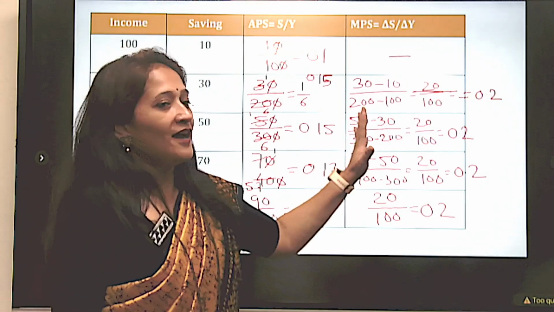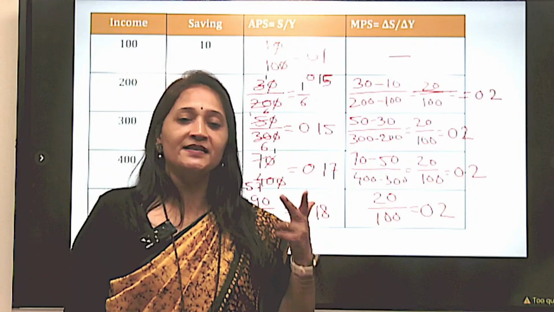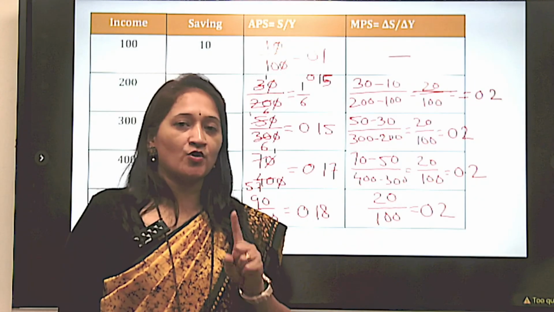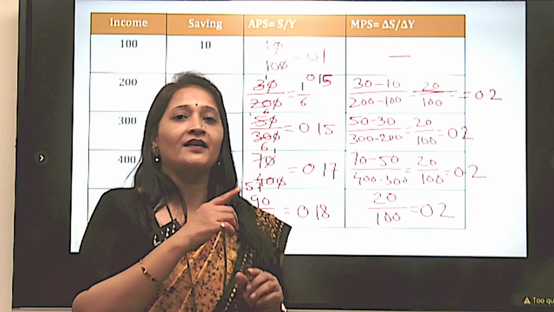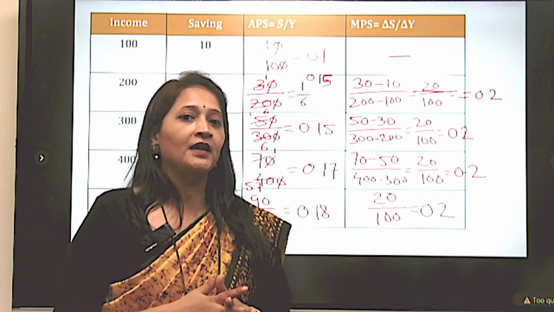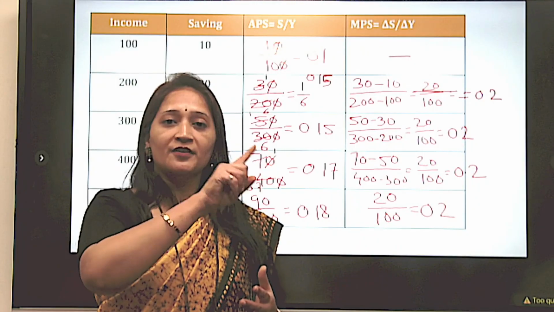So this is how we have done the calculation of APC, MPC, APS, MPS. And you can see here MPC values are constant, MPS value is constant. That gives a straight line consumption function. The slope of the consumption function is a straight line. If we have different values of MPC, definitely the slope will be curved.